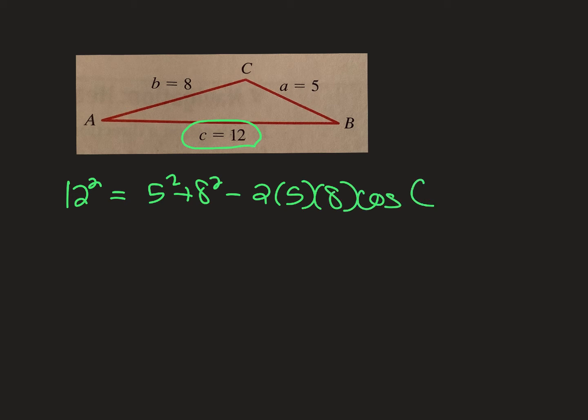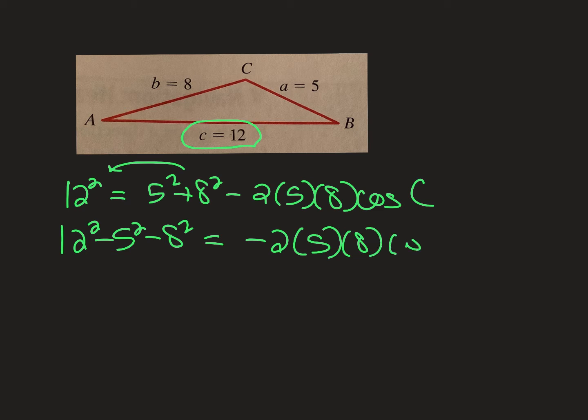All right, now to get that C, I'm going to move everything over. First thing I'm moving over is those 2 things. So I'm getting 12 squared minus 5 squared minus 8 squared, and that would equal this still, negative 2 times 5 times 8 cosine C. Now, obviously negative 2 times 5 times 8 is negative 80 because 5 times 8 is 40 times 2 is 80. So cosine C is going to be 12 squared minus 5 squared minus 8 squared all over negative 80.